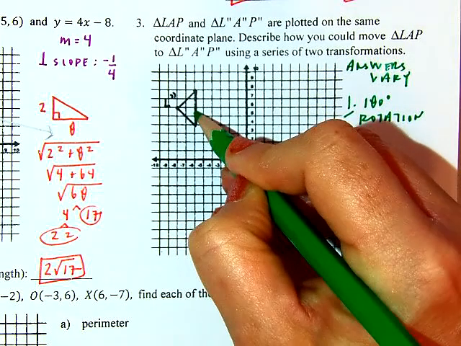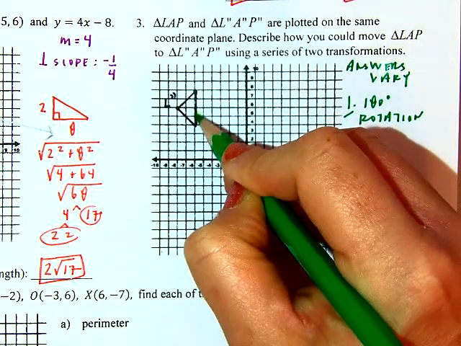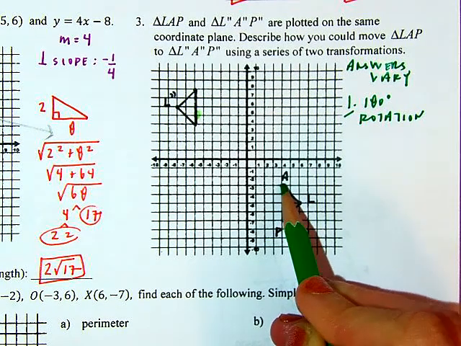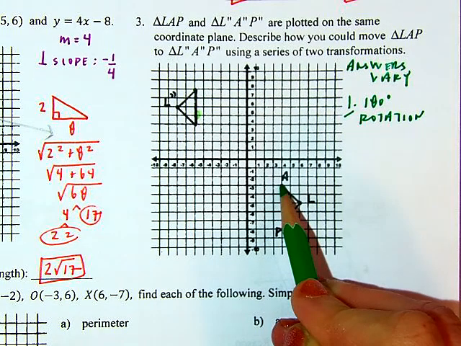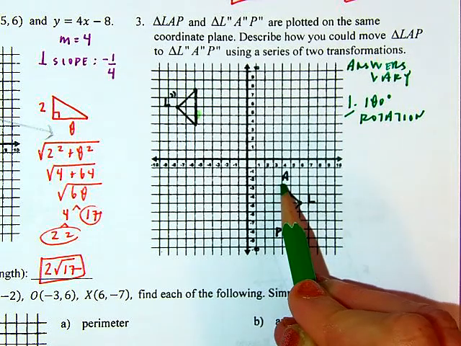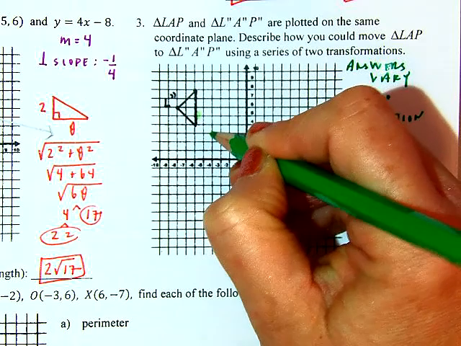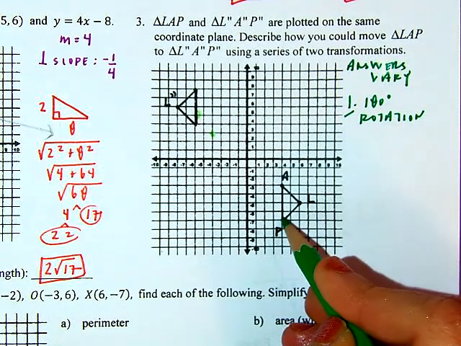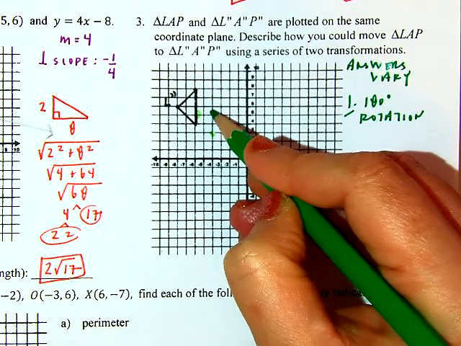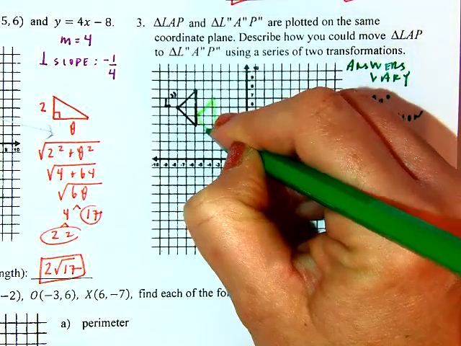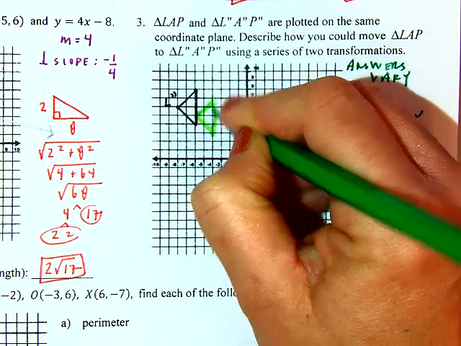So right there will be my new L position. Let's say that I look at where A is. A is at 4, negative 3, so instead of 4, negative 3, we're looking at negative 4, 3. So right here. Okay, and then for P, we're at 4, negative 7, so negative 4, 7, right here. So the 180 rotation put me right here where I'm graphing it in green.